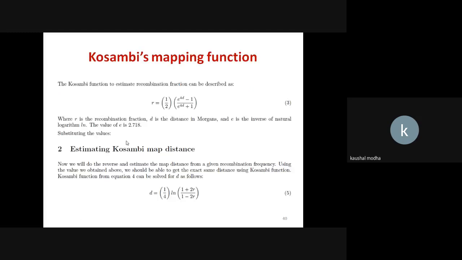Kosambi's function is the most widely utilized function for QTL analysis and marker mapping. It assumes non-additivity, and it also assumes that interference is present. And this is the formula for Kosambi. R is again the recombination fraction. So if there is 10 centimorgan or 10% recombination frequency, then we put 0.1 here, and accordingly the distance will be calculated.